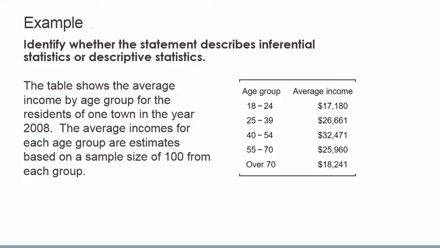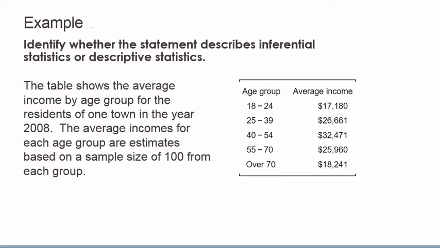In this example, identify whether the statement describes inferential statistics or descriptive statistics. The table shows the average income by age group for the residents of one town in the year 2008. The average incomes for each age group are estimates based on a sample size of 100 from each group. Our first age group is 18 to 24, and their average income was $17,180. The next age group was 25 to 39. Their average income was $26,661.